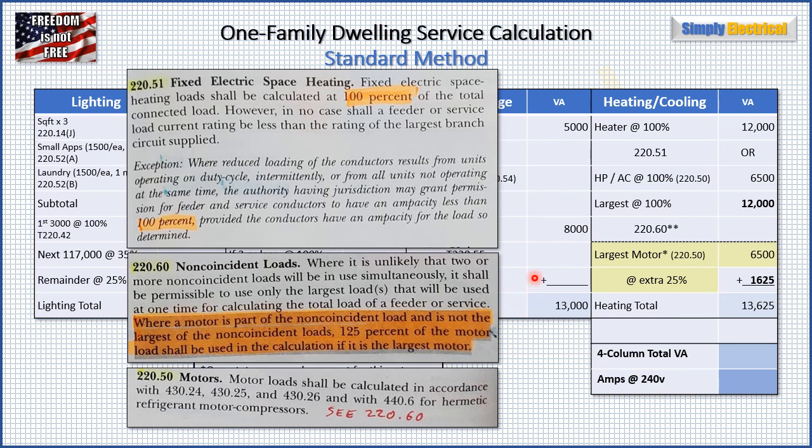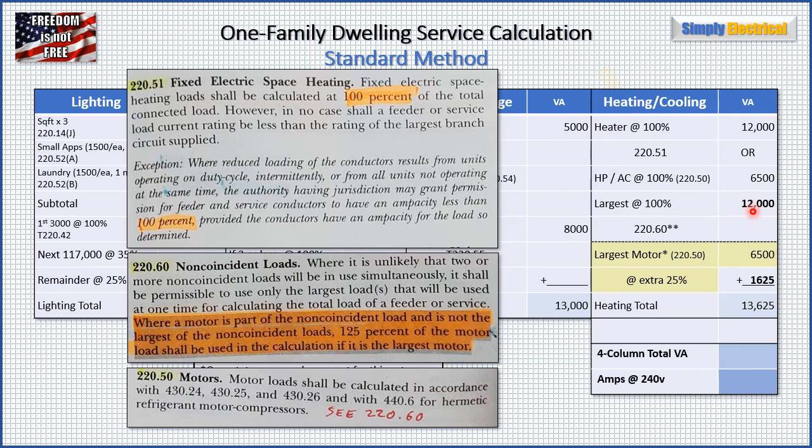And what it's saying is if you have two loads, no matter what two loads they are, but in this case it's our heater and AC, because we have two loads that are not likely to run simultaneously. If it's heating, it's not going to be cooling. If it's cooling, it's not going to be heating. So you can take either of these two loads, whichever is the largest. So in our case, obviously the heater is almost double what the heat pump is. So we will take the largest at 100%, and that is the heater. So 12,000 watts we'll put right there, or VA.